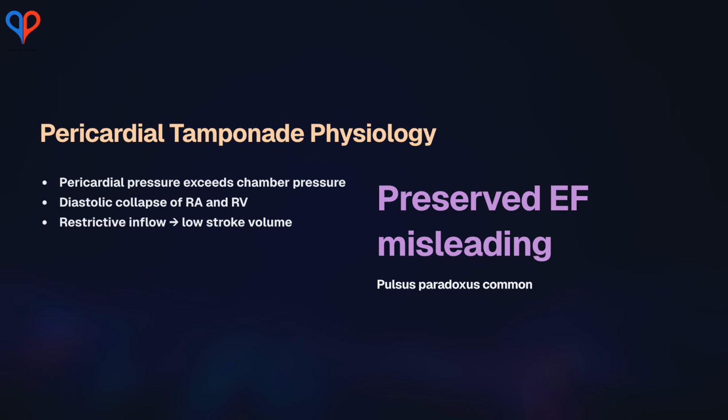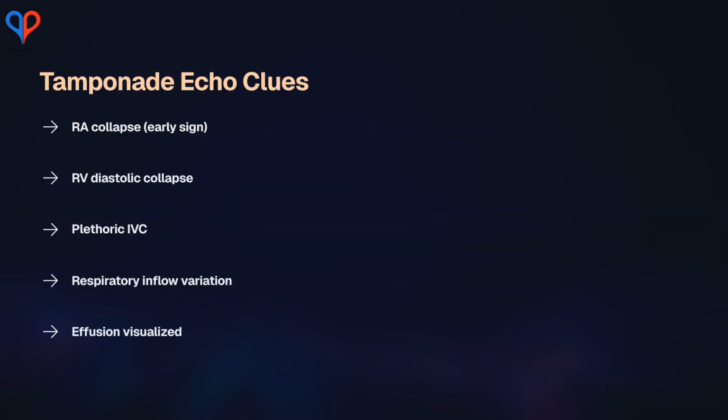Tamponade occurs when pericardial pressure exceeds chamber filling pressure. This restricts diastolic filling, severely limiting stroke volume. The ejection fraction may appear preserved, but forward flow is critically reduced. Echo clues for tamponade include right atrial collapse, right ventricular diastolic collapse, a plethoric inferior vena cava, and exaggerated respiratory variation across the valves. The effusion is usually visible and often circumferential.